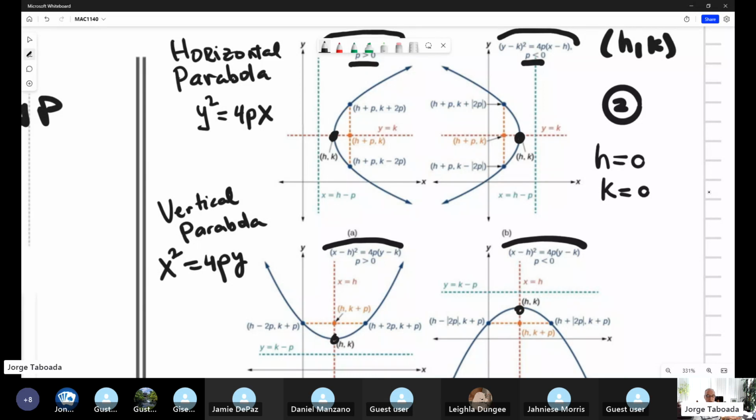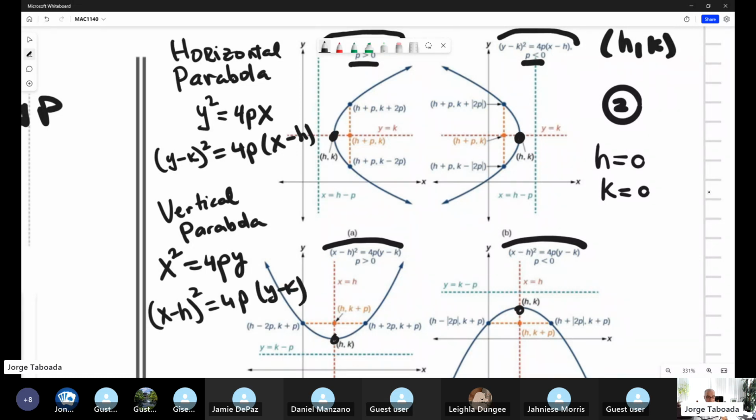The complete equation includes the translation: (y minus k) squared equals 4p times (x minus h). In this case, it is the same equation; the only consideration is that the vertex is now located at the point h, k. Likewise, for the vertical one it is (x minus h) squared equals 4p times (y minus k). Keep in mind, guys, always consider that h is associated with x and k is associated with y. Not only in the parabola, always, in any conception.